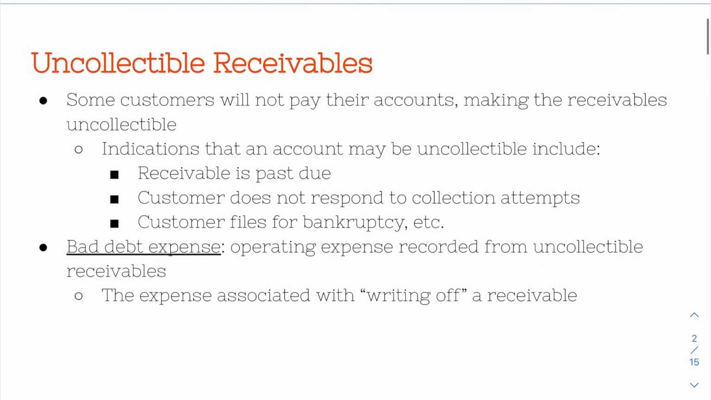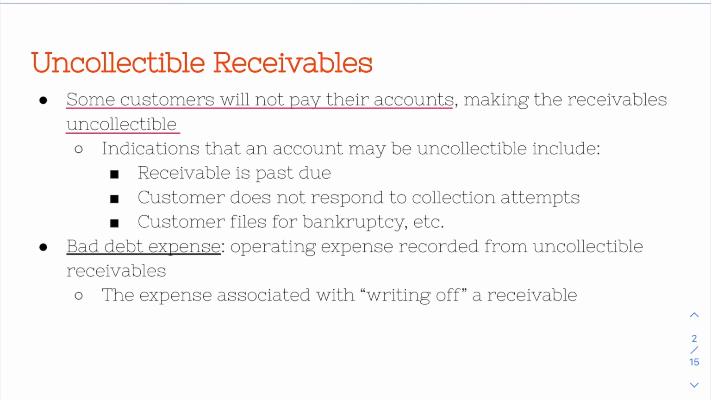Because customers are paying on account and they're not paying cash right away, there is the risk that some customers will simply not pay their accounts, making the receivables uncollectible. So since they're paying on account, once again, they're not paying you cash right away, so you have it written as a current asset because you're expecting to get cash from that customer, but they could simply not pay you. So the receivable becomes uncollectible, and that is an expense for you, but we'll get into that in a little bit.